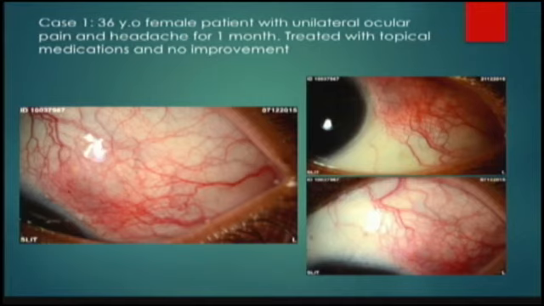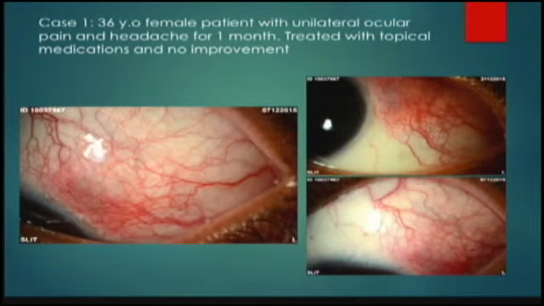A 63-year-old female, presented with unilateral ocular pain and headache for 1 month, treated with topical medication and no improvement. External photos of the eye show sectoral scleral injection, mainly superior, I think superior temporal, I'm not sure. There are no signs of necrosis or nodule.